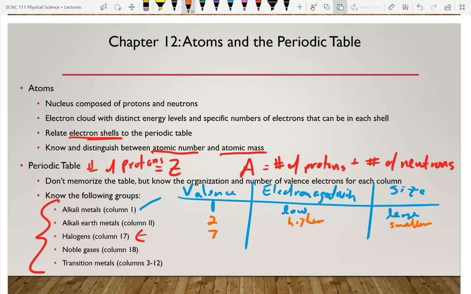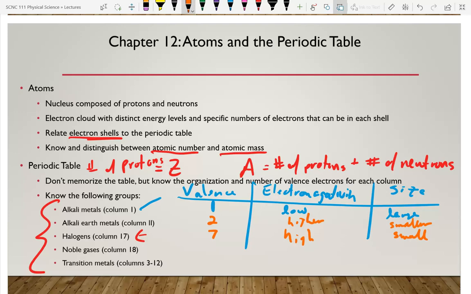So the halogens, their 7 is their valence. They would like to have an 8th because an 8th would complete that last shell. And so they have a very high electronegativity. And because of that high electronegativity, they're really holding on to their electrons. They're small. Those are the ones that are most important to have in your head. Then we have a couple more things here.